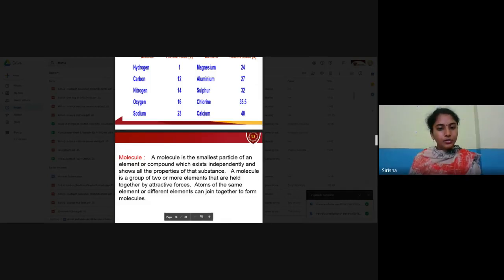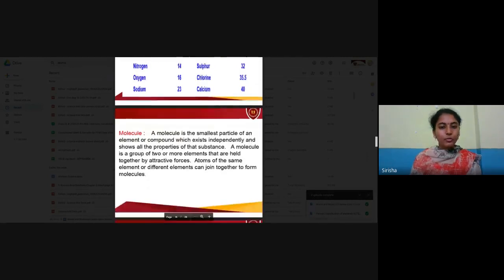Atoms of the same element or different elements can join together to form molecules. Atoms combine together to form molecules. Actually, a molecule is nothing but a group of two or more elements. For example, sodium chloride is a molecule. In that, two or more elements are there, right?